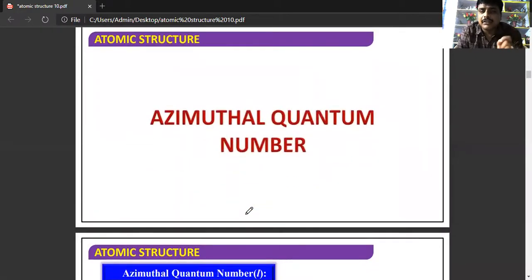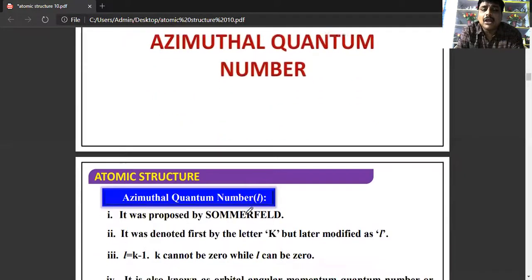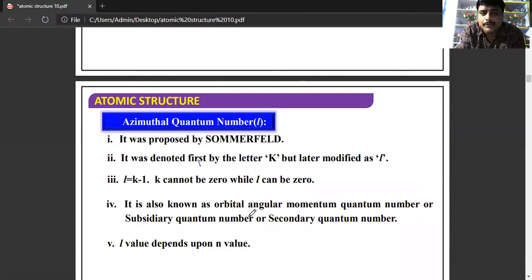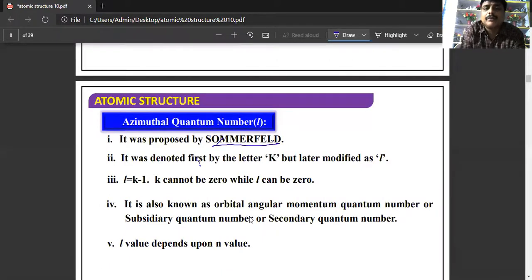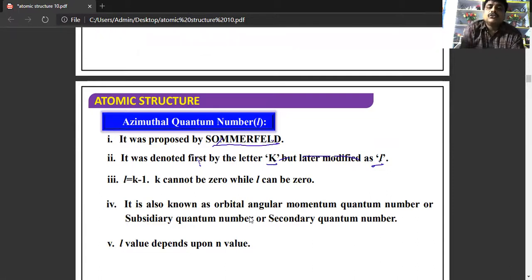So that is about the principal quantum number. The second quantum number is the azimuthal quantum number. It was proposed by Sommerfeld. First it was denoted by the letter K, later it was modified to L. So L is equal to K minus 1, as K cannot be 0 while L can be 0. It is otherwise known as the orbital angular quantum number, subsidiary quantum number, or secondary quantum number. All these are different names for the azimuthal quantum number.